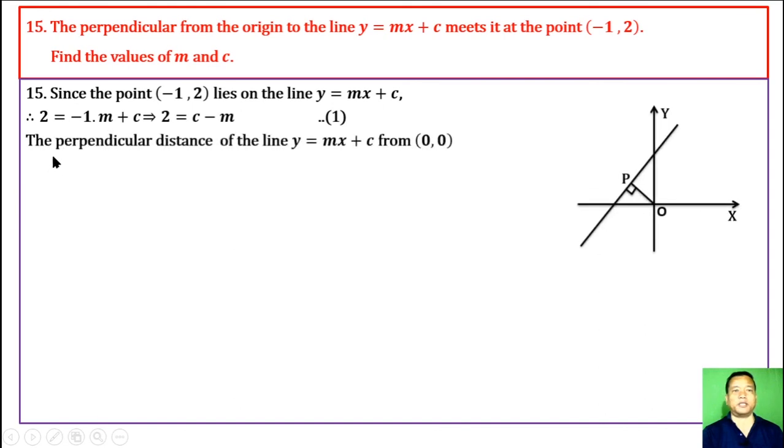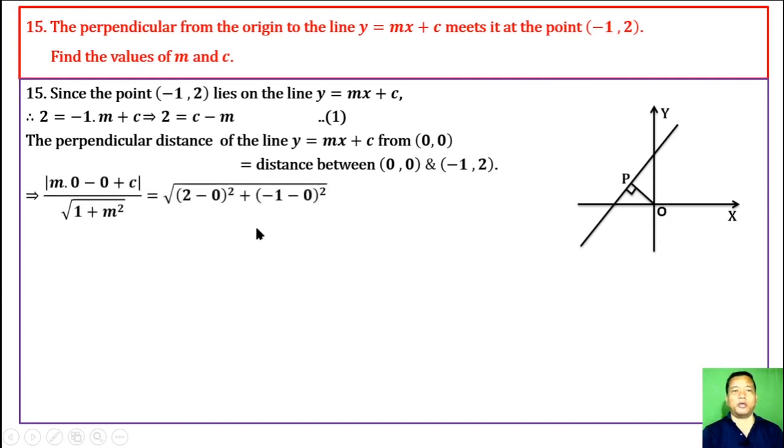As in this picture, the perpendicular distance of the line from the origin is the distance between these two points. Applying the distance formula for this, we get this, which is the perpendicular distance. Using the perpendicular distance formula of the line from the origin, we get this.